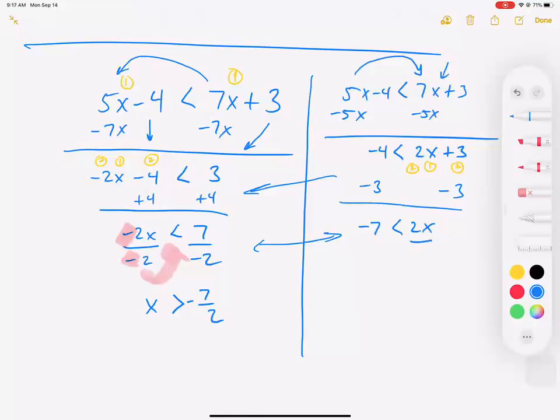Next step, divide by 2, divide by 2. My question here, when I divide by positive 2, do I have to flip it? Answer is nope. No flipping needed.